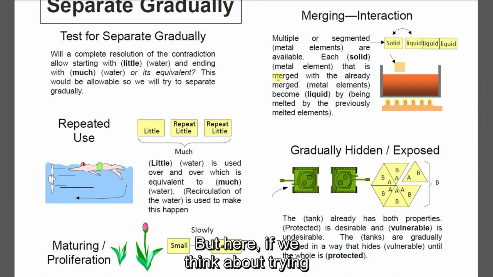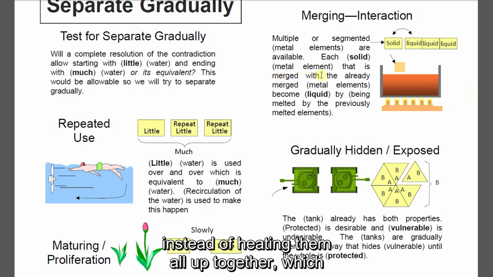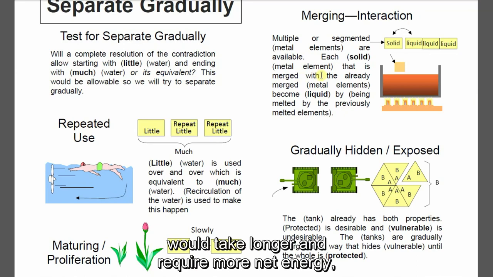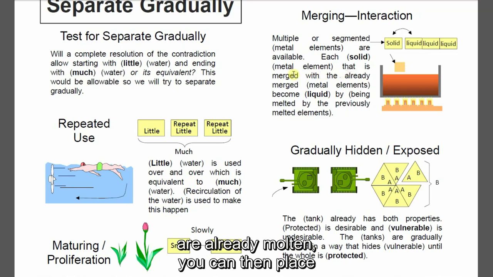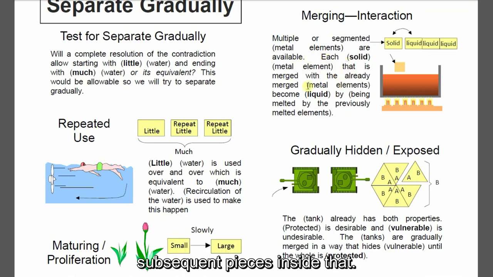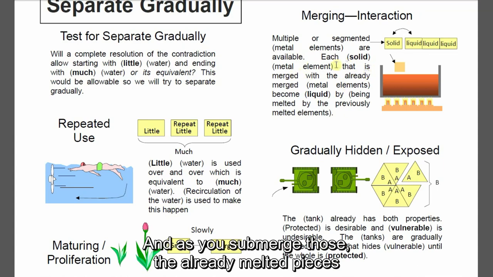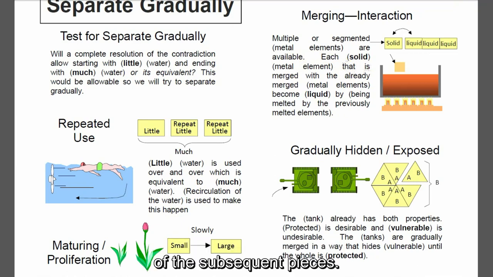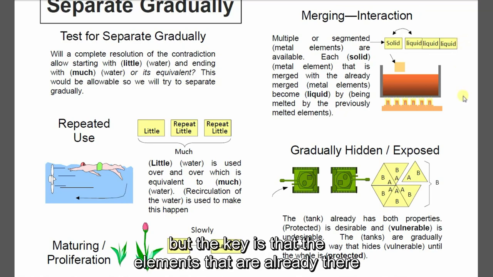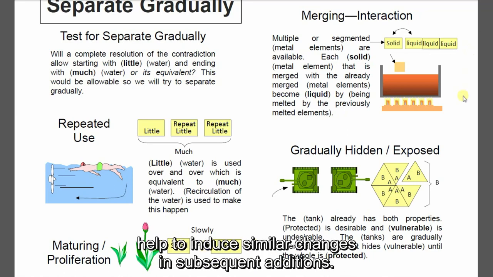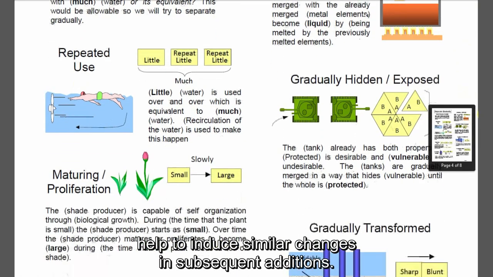But here, if we think about trying to heat up a bunch of pieces of metal, instead of heating them all up together, which would take longer and require more net energy, if you heat them up one at a time, the pieces that are already molten, you can then place subsequent pieces inside that, and as you submerge those, the already melted pieces can contribute to hastening the melting of the subsequent pieces. And of course, this isn't linear, because the more you melt, then the bigger the pool in which to put subsequent elements. But the key is that the elements that are already there and the changes they have experienced help to induce similar changes in subsequent additions.